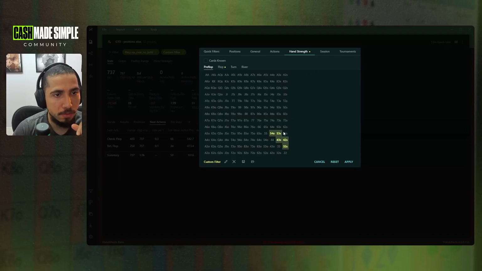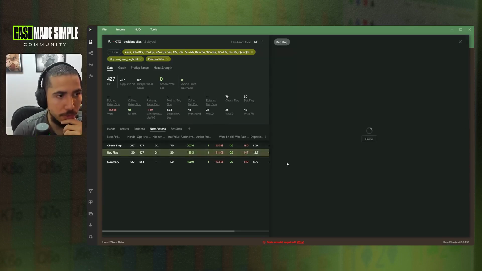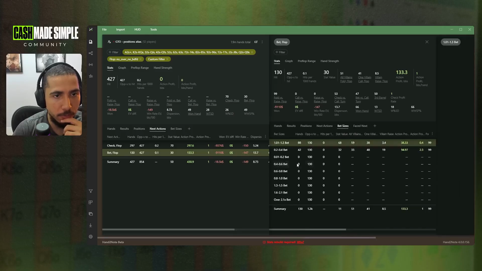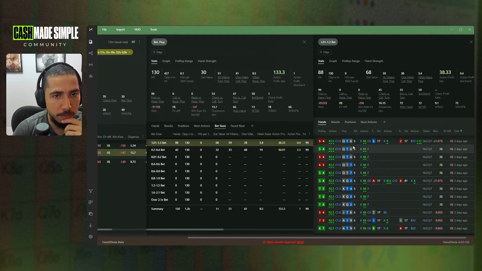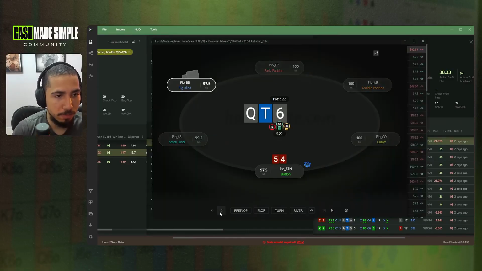Let's see suited hands first. So suited trash, 30-70. This is an important distinction here that we have to make. Okay, because when you have the backdoor flush draw with an offsuit hand, it obviously makes a difference.